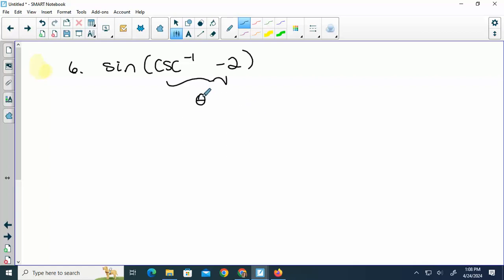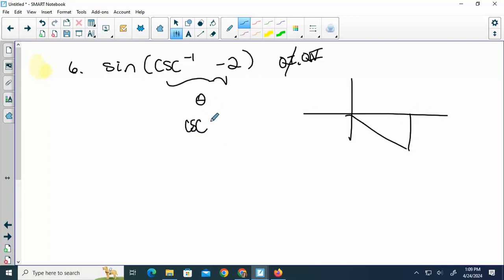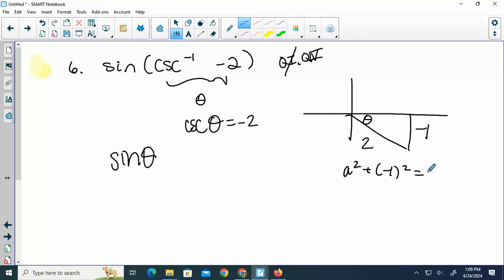We know this is an angle. Cosecant inverse could be in 1 or 4. Since it's negative, it would be 4. So we know cosecant of our angle is -2. We have to find sine. So cosecant is hypotenuse over opposite. The hypotenuse is always positive, so the negative would go with our opposite. If you do a squared plus b squared equals c squared, A squared equals radical 3.